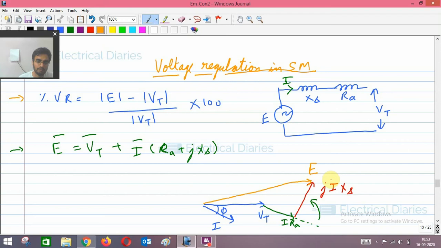Now in this phasor diagram, a few things you have to remember: the angle between your E and VT is your delta. I hope you know this. Delta is the power angle, and there is one more angle that we should know, that is your psi. Psi is the angle between E and I, and this angle is your psi. So your psi is the internal power factor angle.